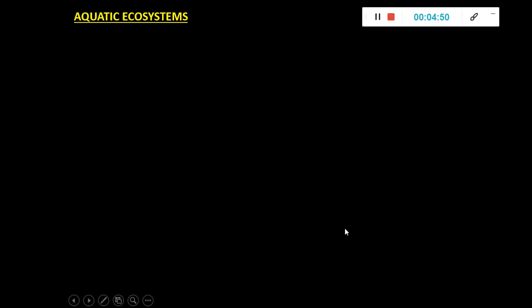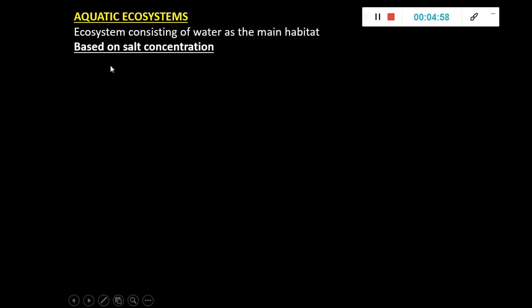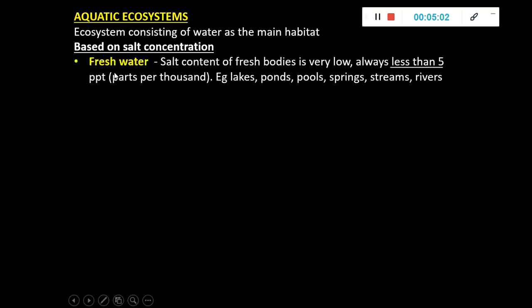Aquatic ecosystem, by the term itself you know what an ecosystem is. Go and watch the previous chapter. So aquatic ecosystem means where water is involved. Water is the main habitat. Based on salt concentration, it can be divided into 2-3 types. Freshwater aquatic system means the salt content of fresh bodies is very low, always less than 5 ppt, that's parts per thousand, by weight. Less than 5 means it's freshwater.